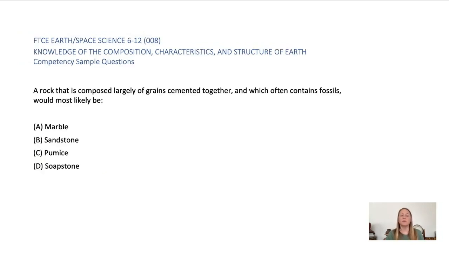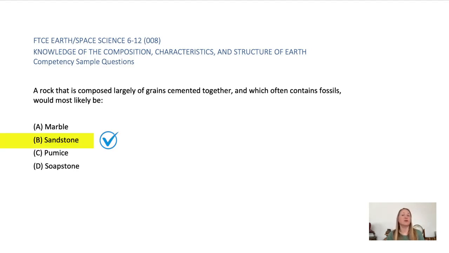A rock that is composed largely of grains cemented together and which often contains fossils would most likely be A. Marble, B. Sandstone, C. Pumice, D. Soapstone. A. Marble is incorrect. Marble is a metamorphic rock formed from limestone under heat and pressure. C. Pumice is incorrect. Pumice is an igneous rock formed from volcanic activity. D. Soapstone is incorrect. Soapstone is a metamorphic rock with a smooth, soapy feel. The correct answer is B.